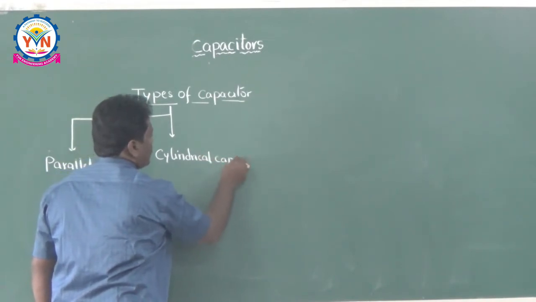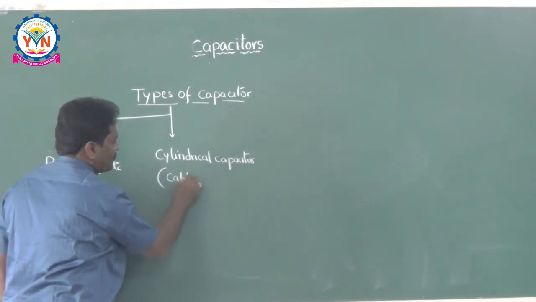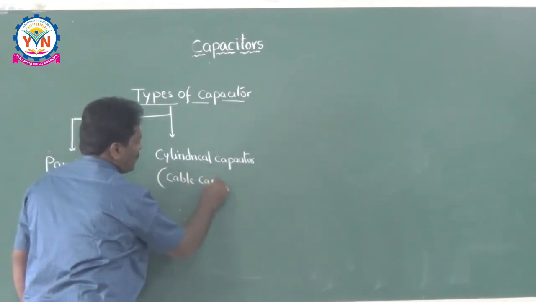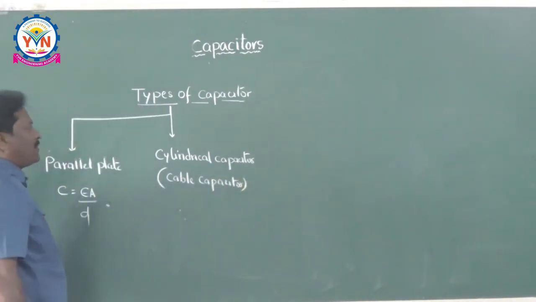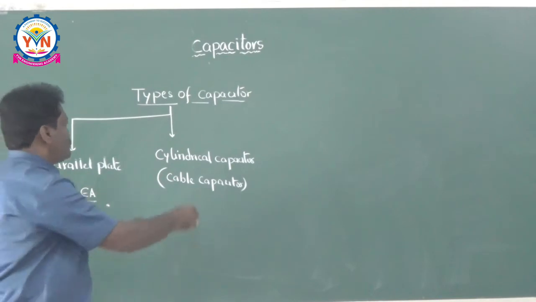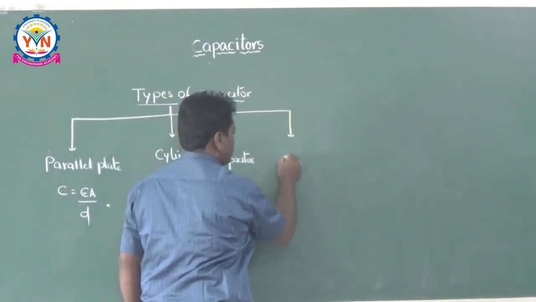Or otherwise it is a cable capacitor. Or otherwise you can say coaxial capacitor. You can say the axis is the same, that's a coaxial capacitor. And the next one is the spherical capacitor.